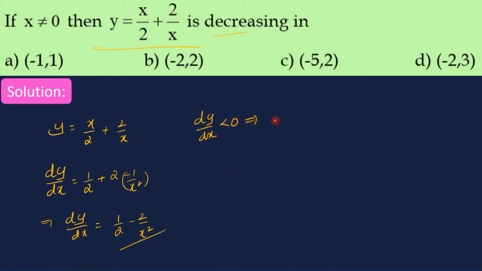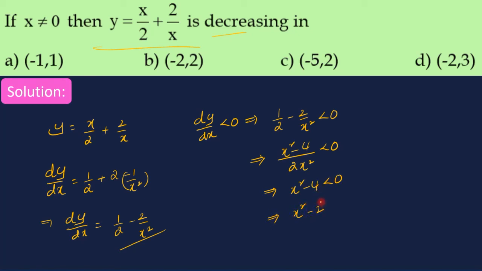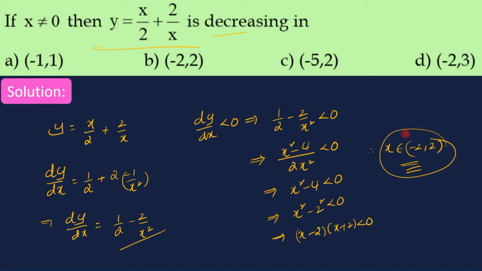This implies 1 by 2 minus 2 by x square is less than 0. This implies here LCM is 2x square. X square minus 2 into 2, 4 is less than 0. This implies x square minus 4 is less than 0. This implies x square minus 4 can be written as x square minus 2 square is less than 0. This implies it can be written as x minus 2 into x plus 2 is less than 0. Therefore, x lies between minus 2 to 2. Therefore, the function is decreasing in the interval minus 2, 2. Therefore, the answer is option B.